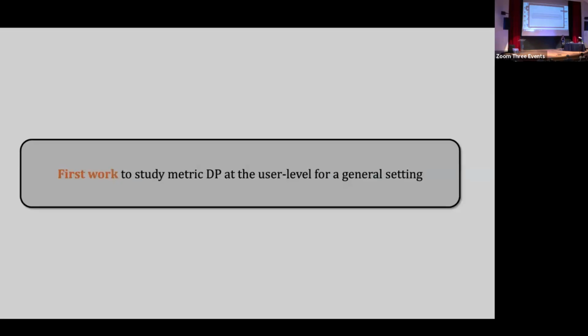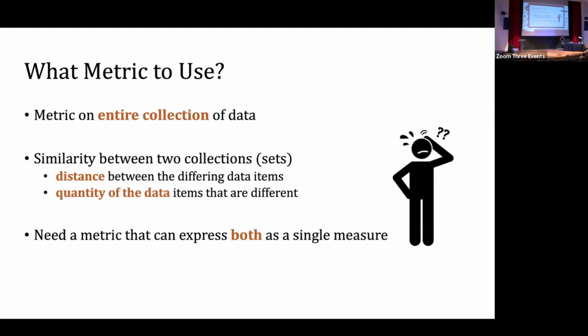To this end, this is the first work to look at metric DP at the user level for a general setting. So the first question is, what is a good metric to measure the similarity of an entire collection or set of data? The similarity of a collection or set of data has to be measured along two dimensions. First, we have to consider the difference in the distance of the different data items. In addition to that, we also have to account for the quantity by which these two data sets differ. This necessitates a metric that can express both as a single measure.